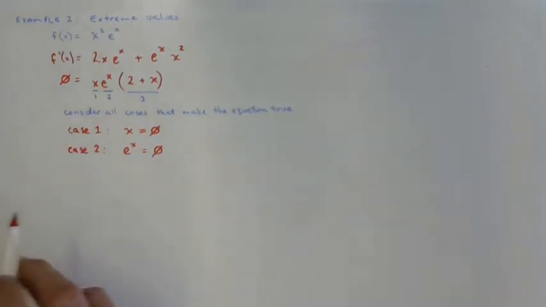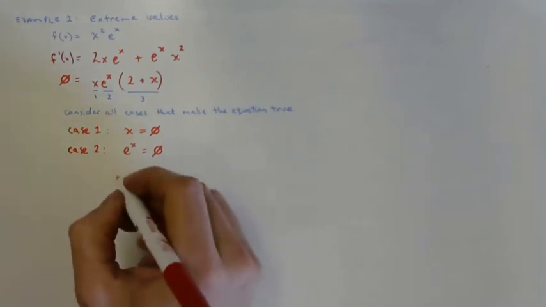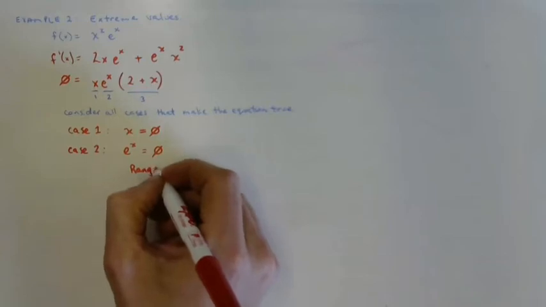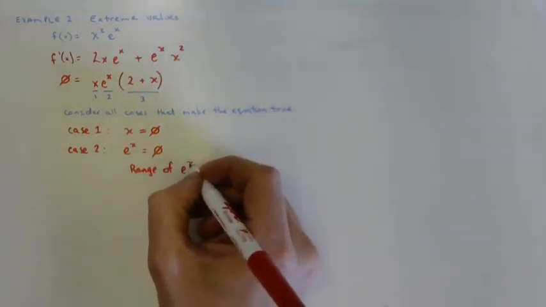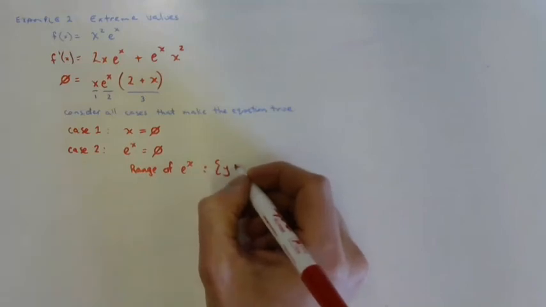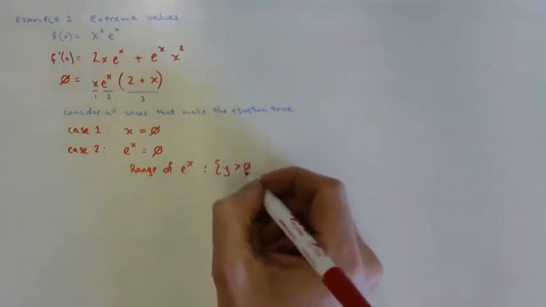We can do a quick little sketch here just to think about it. Range of e to the power of x is y values greater than 0.